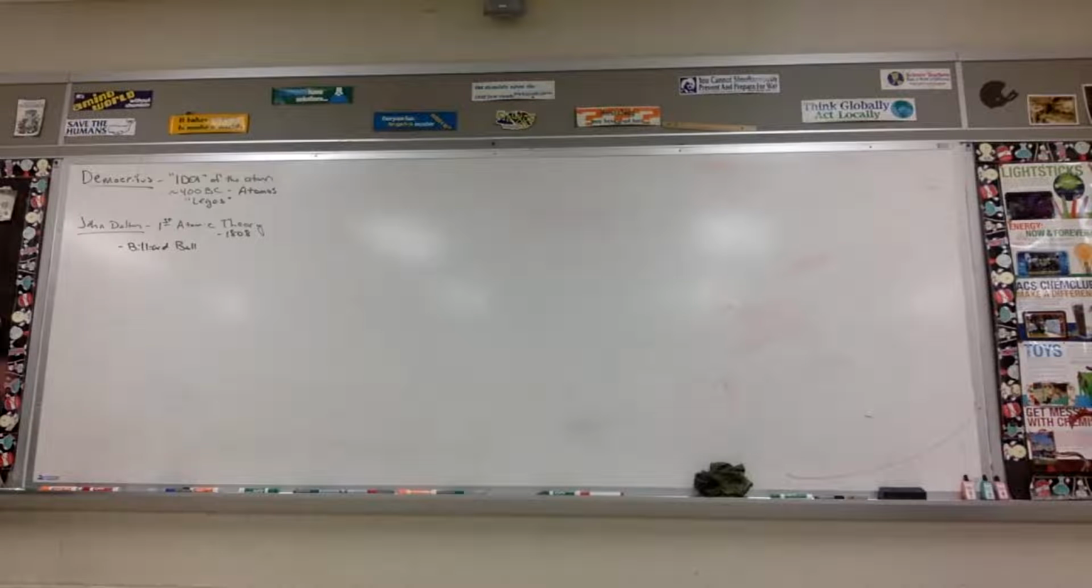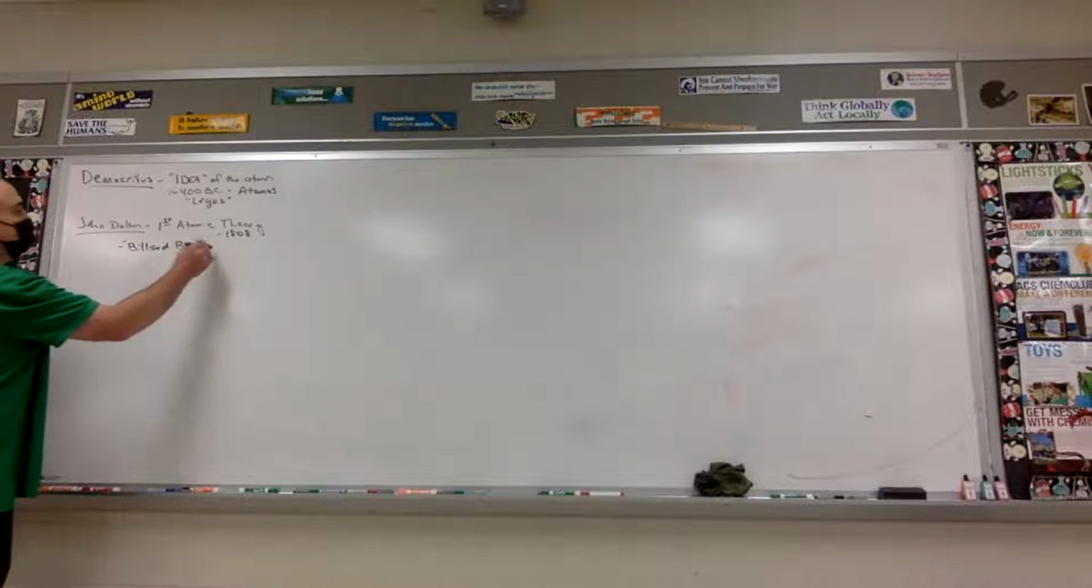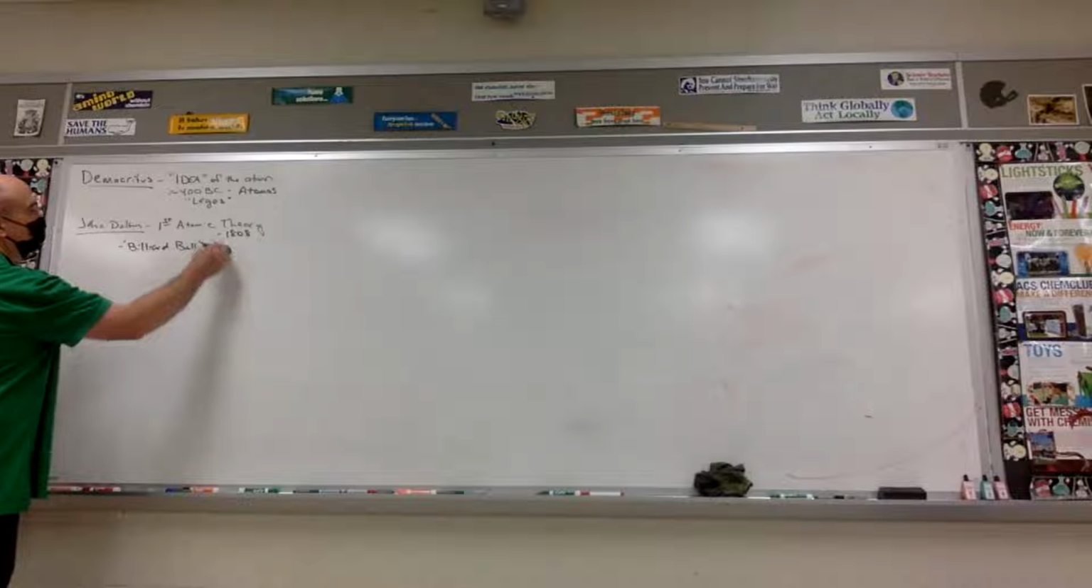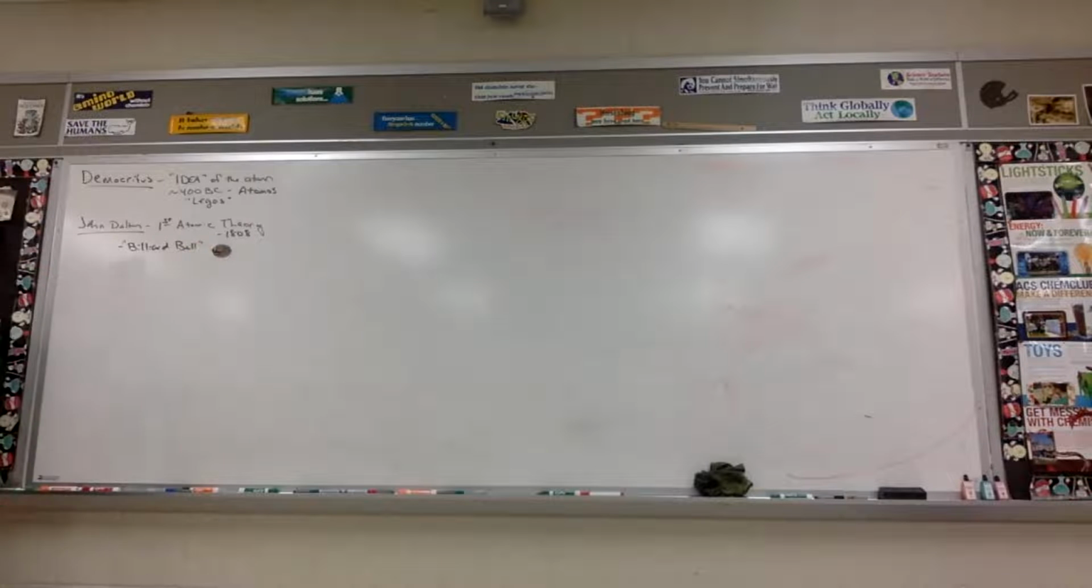So his was the billiard ball. Basically, the atom is the smallest piece of matter that exists, like a billiard ball. They just stick together and form compounds. They're different sizes.